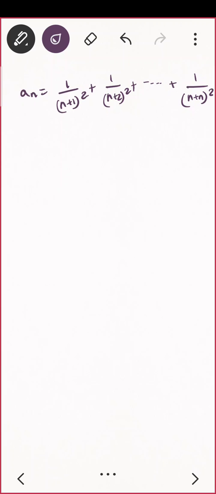And where does this converge to? If it is convergent, then where does this converge to? Yeah, it converges to 0. Yes, why? Do you have any answer for this?